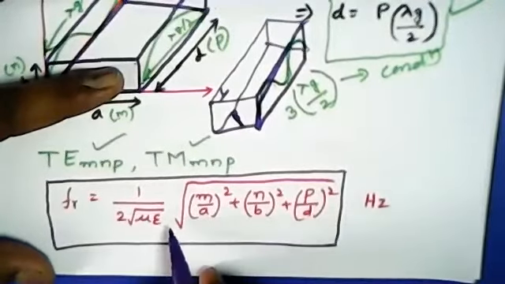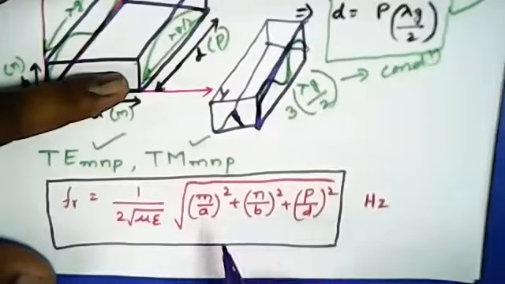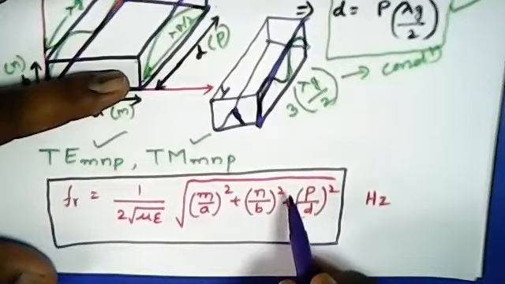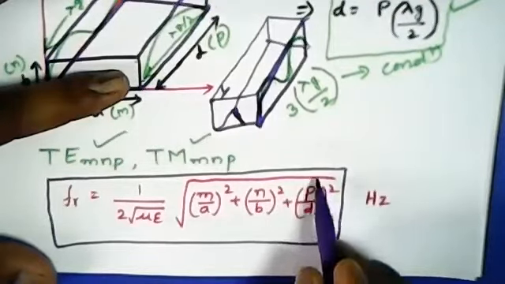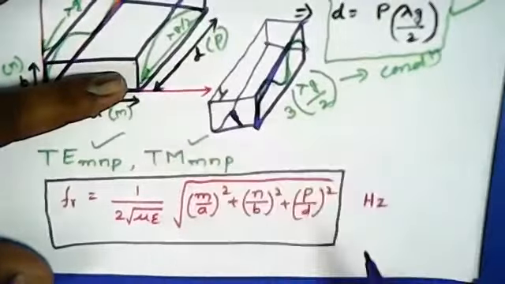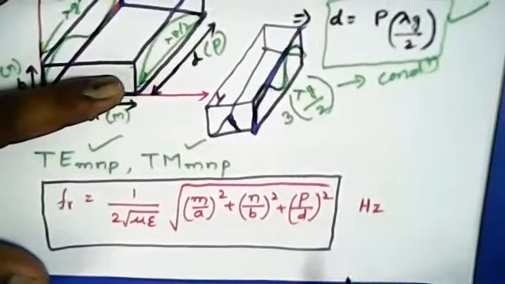Same as we have done for the case of rectangular waveguides. Only 2 expressions were there, M by A whole square plus N by B whole square. Now we have the third also included, because it is a cavity resonator and it has the dimension D also. So this is the mode of propagation we have.